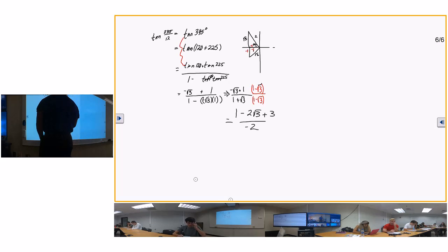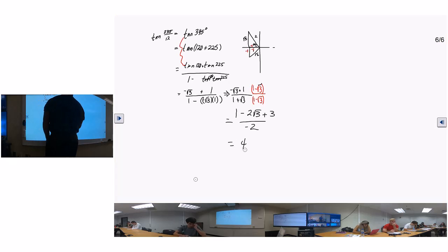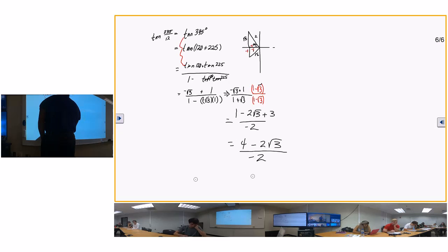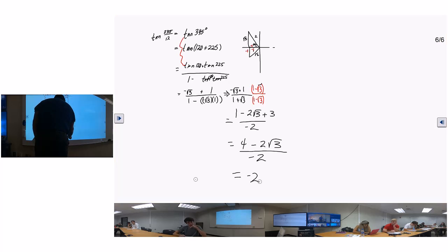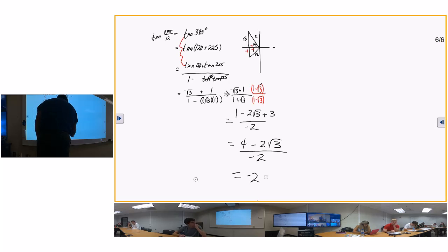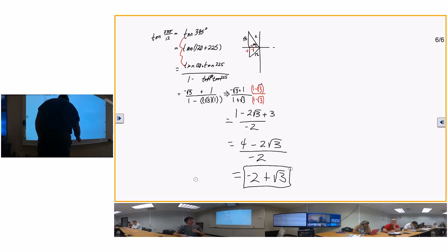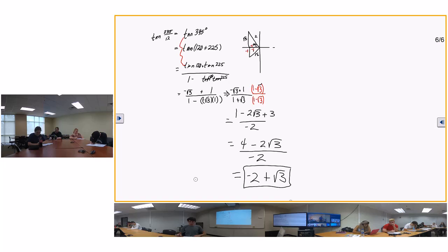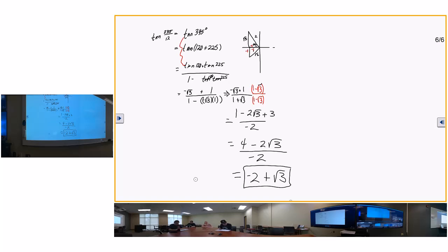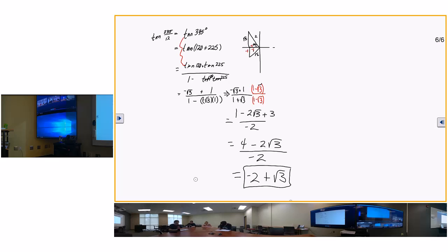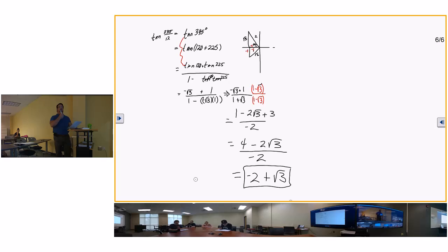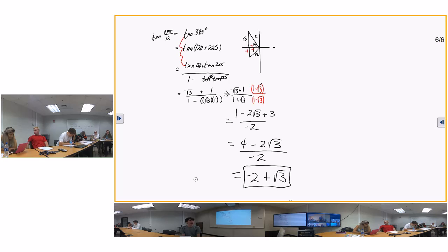3 plus 1 is 4 minus 2 square root of 3 over negative 2, which is negative 2 plus square root of 3. Somebody check me. Make sure I did the math right. Let me check my notes. I don't know why I don't use them. Negative 2 plus square root of 3. That's a good test question.